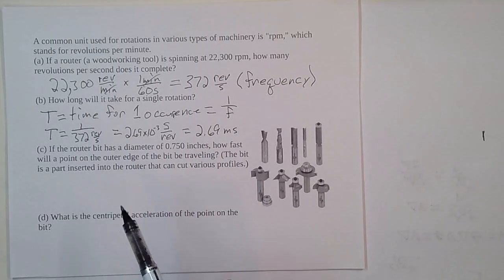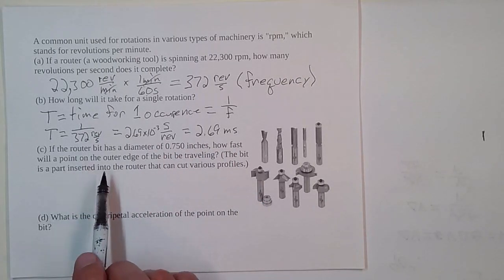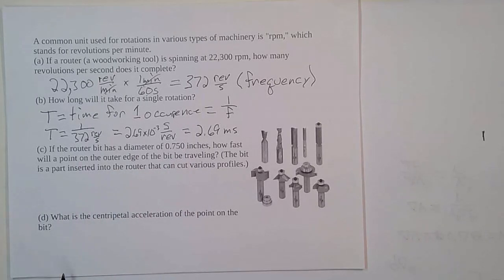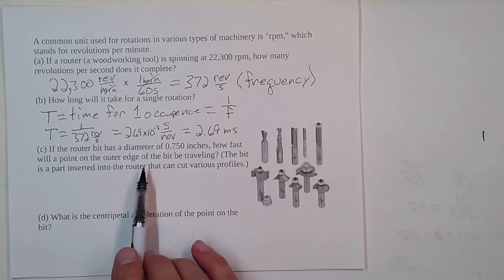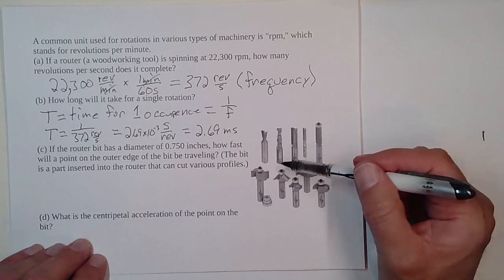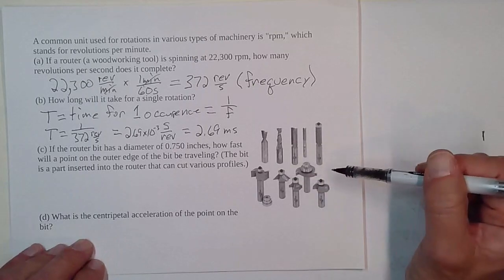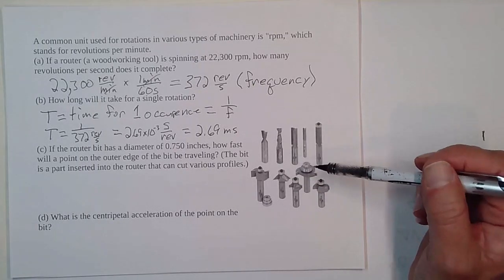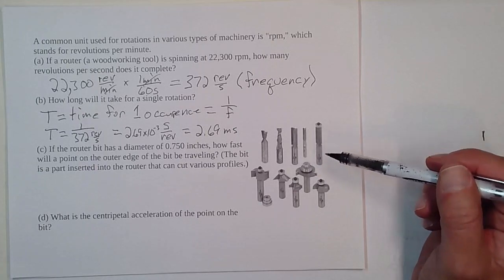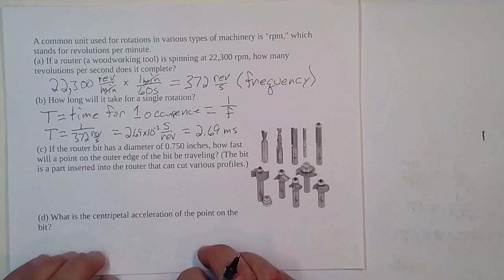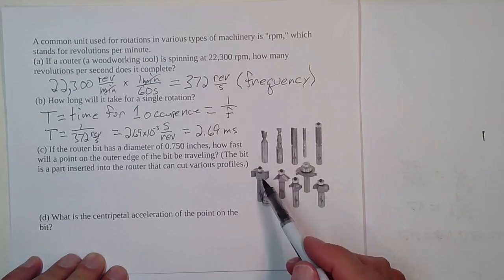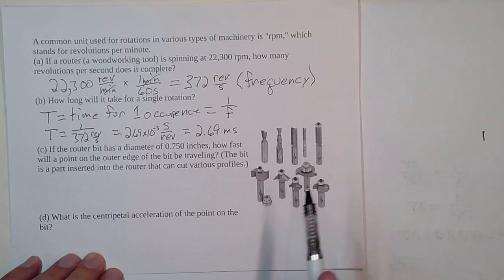All right, now in this router, you might have a bit that has a diameter of 0.750 inches. How fast will a point on the outer edge of the bit be traveling? By the way, here's a picture of some various types of router bits. You can buy router bits for all sorts of different shapes and diameters and do all sorts of things with them. Just about anybody that has a router for any length of time will start acquiring a pretty good collection of these things. I have quite a few.